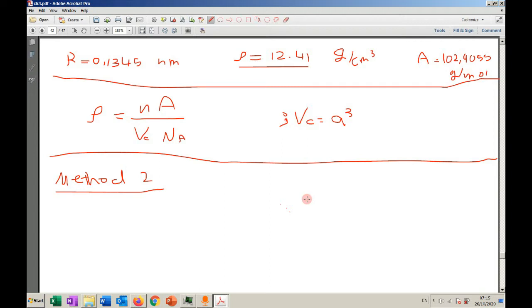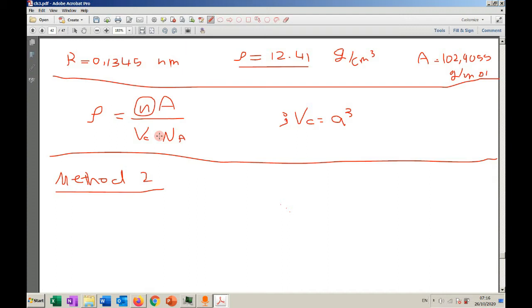This time we will focus on finding n. Now n will be an integer number. Why? Because if it is BCC, we'll expect it to be 2. If it is FCC, we'll expect it to be 4. If it's simple cubic, we'll expect it to be 1. If it is hexagonal, we expect it to be 6. So n will always come as an integer number.